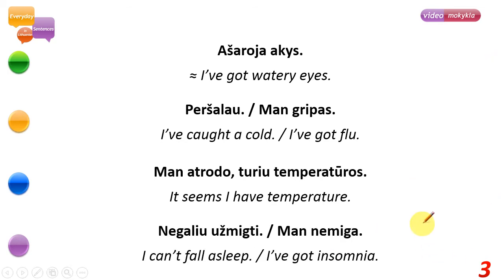And there's also one good phrase for expressing the same thought. Man nemiga. I've got insomnia. Nemiga means insomnia. The negative prefix plus the root from this word užmigti, to fall asleep. The same way as you say man gripas, I've got a flu, you can say man nemiga, I've got insomnia.